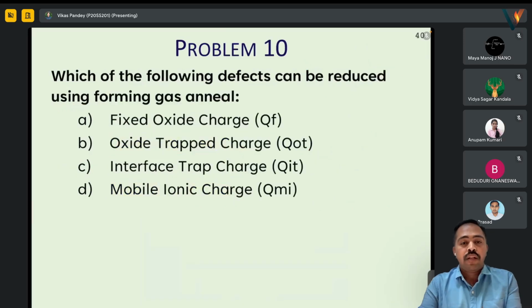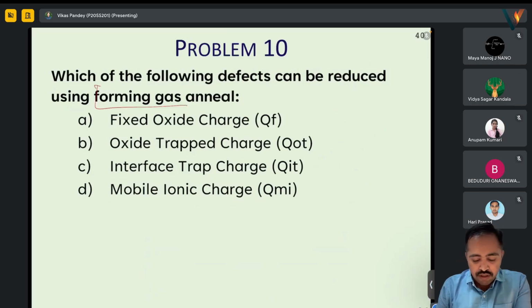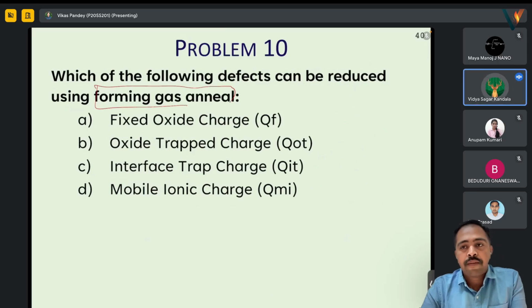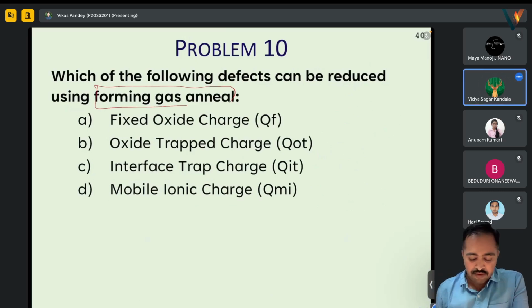Okay, now let's come to the next question. Which of the following defects can be reduced using forming gas anneal? Fixed oxide charge, oxide trap charge, interface trap charge, or mobile ionic charge? Forming gas. Remember we talked some time back. QF, sir, fixed oxide charge. Fixed oxide charge. Yes. Any other answers?